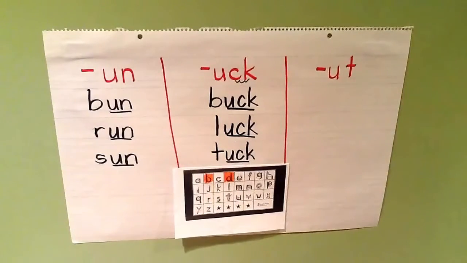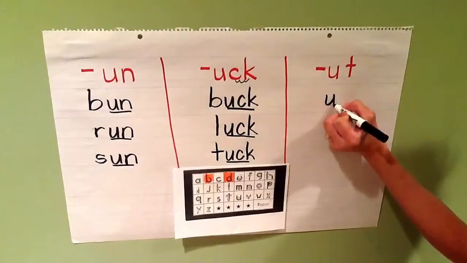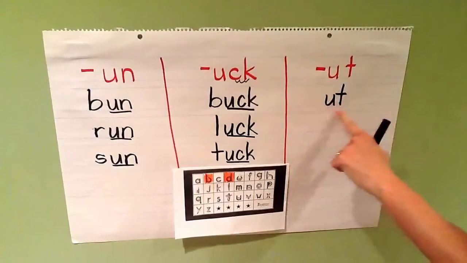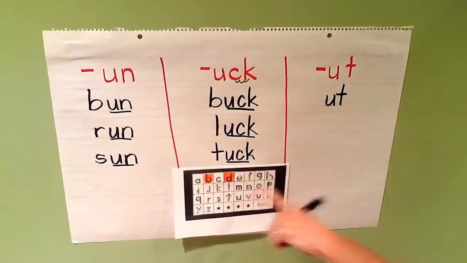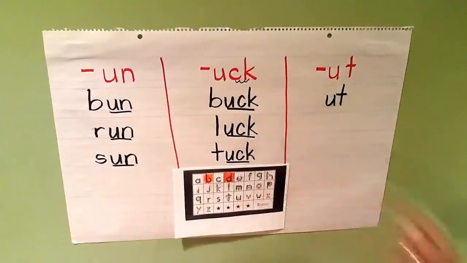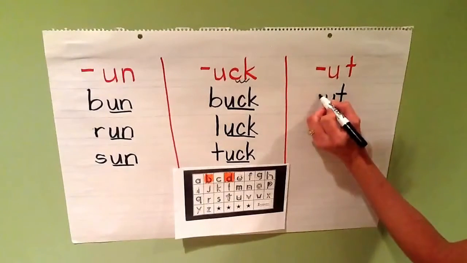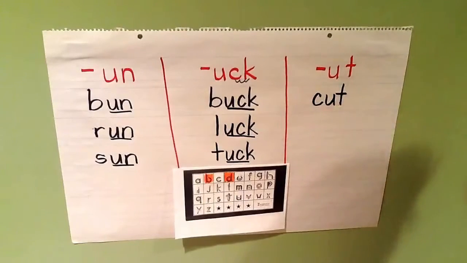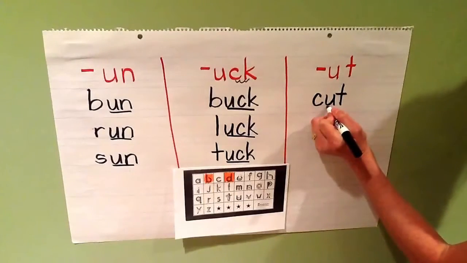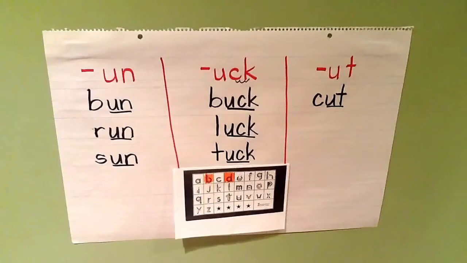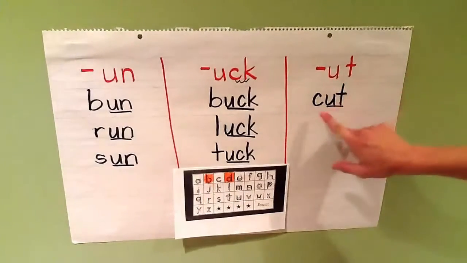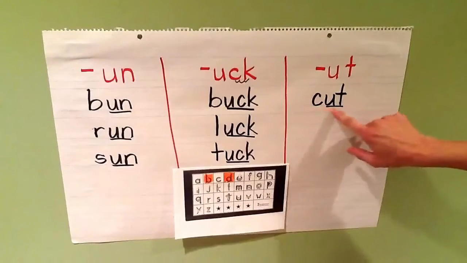Let's look at our last word family. This word family is ut. So here I want to write ut, and I want to think about a letter that I can add to the beginning of ut that would make a real word. What if I add the letter C? Cut. That is a real word, isn't it? So I'm going to write the C here. You can see that in this word I have the word family ut. By knowing ut, it helps me to write the word cut.